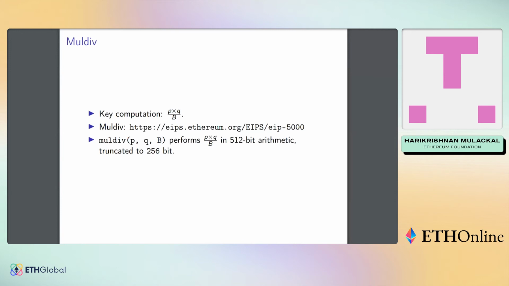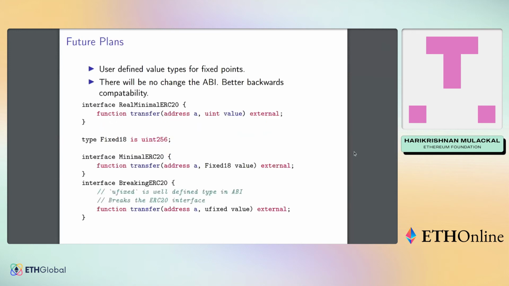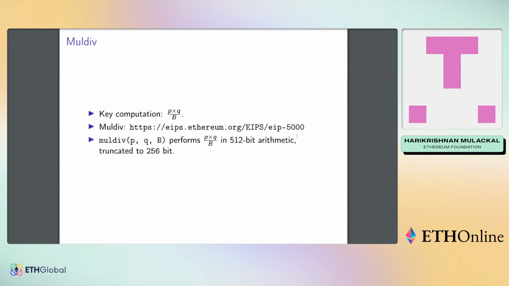Probably we can. So remember that the key computation here is P times Q by B. And if we can compute this value in full precision, we can actually do the Uniswap v3 full math implementation cheaply. And we have this proposal for a new opcode in the EVM, called Muldiv, which actually does this computation. So it's going to perform P times Q by B in 512-bit arithmetic, but in the end, it truncates it to 256 bits.